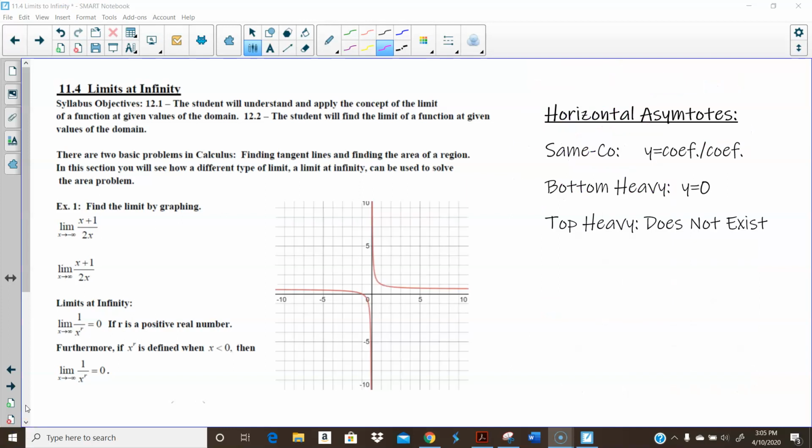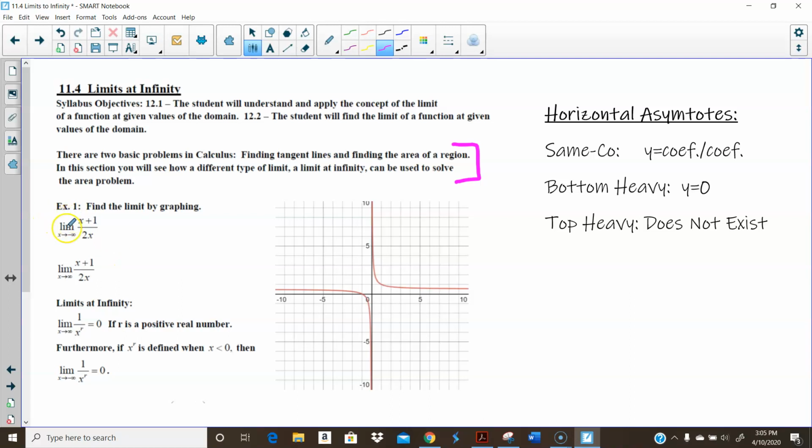So we're completing 11.4 notes on page 178. We will come back to 11.3 where we will pick up the two basic types of calculus problems, finding the slope of the tangent line and finding the area under a curve. So let's start with example 1. We're going to finish up limits with finding limits that go to infinity.